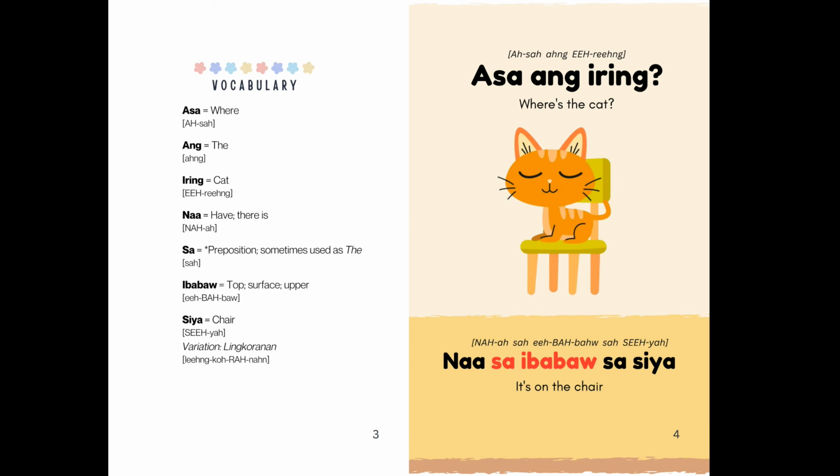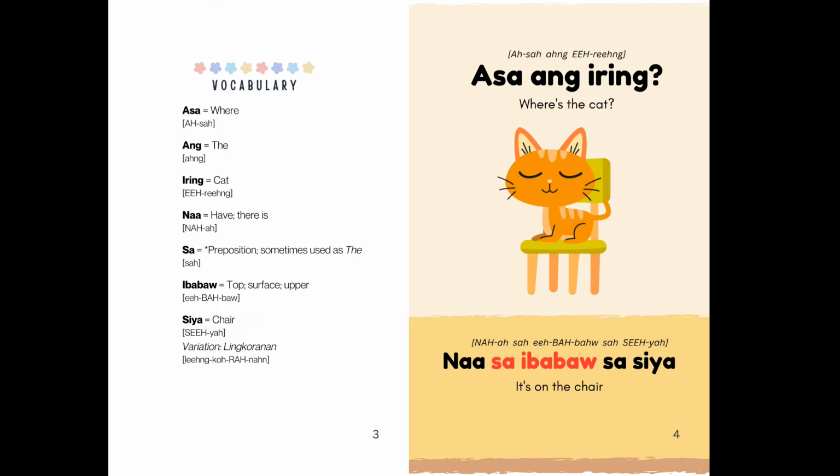Page 4. Asa ang iring? Where's the cat? Naa sa ibabaw sa siya. It's on the chair. Naa sa ibabaw sa siya. It's on the chair.